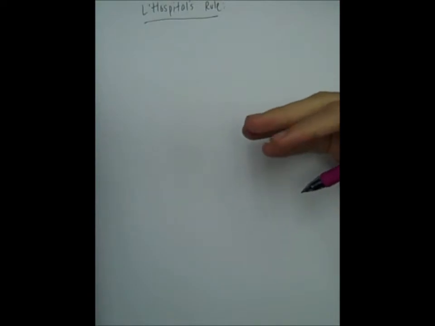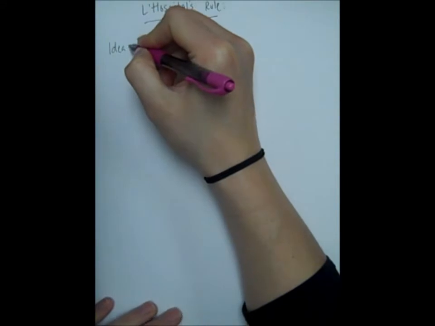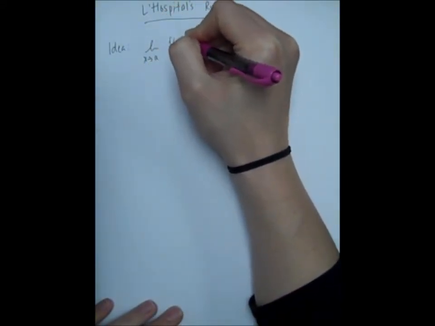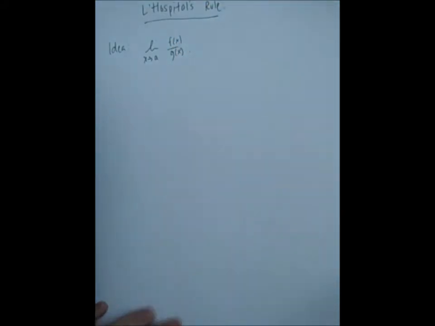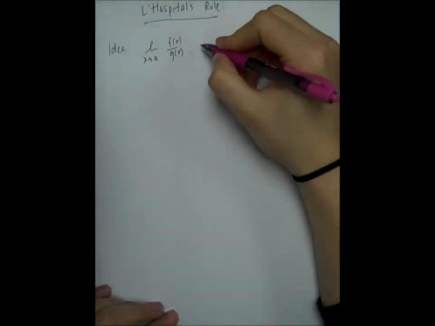So what is L'Hopital's rule? L'Hopital's rule is a way for us to take limits using derivatives. So the idea behind it is that we're going to be taking the limit as x approaches a of some quotient. Going back to limits, we had a lot of quotients. We're trying to get a limit of a quotient.